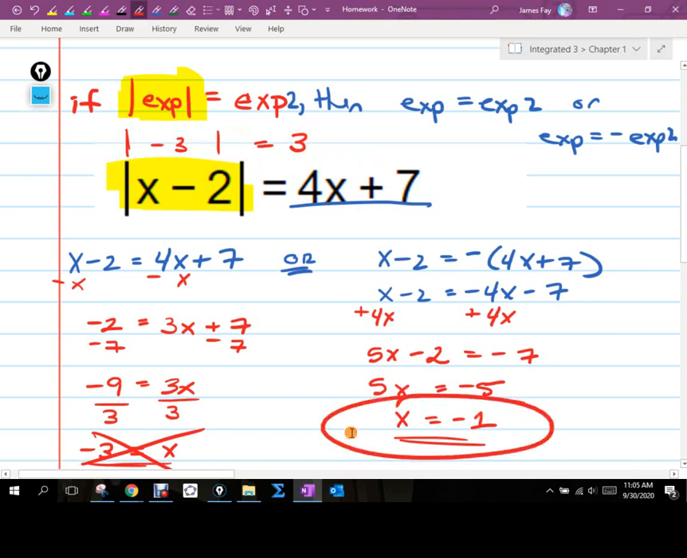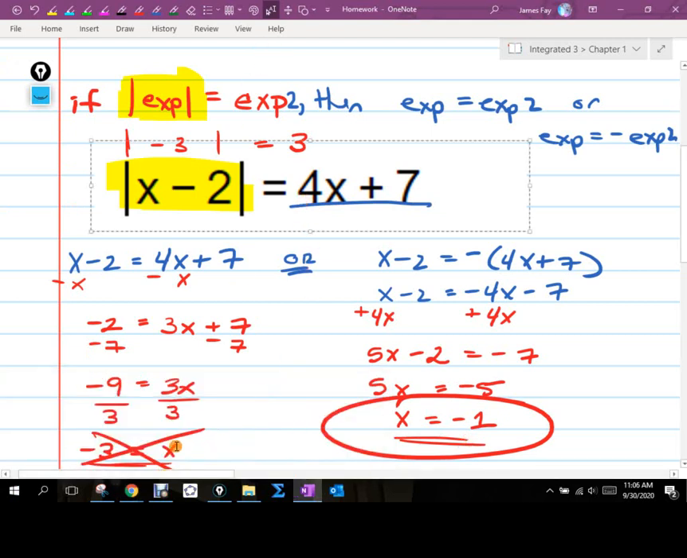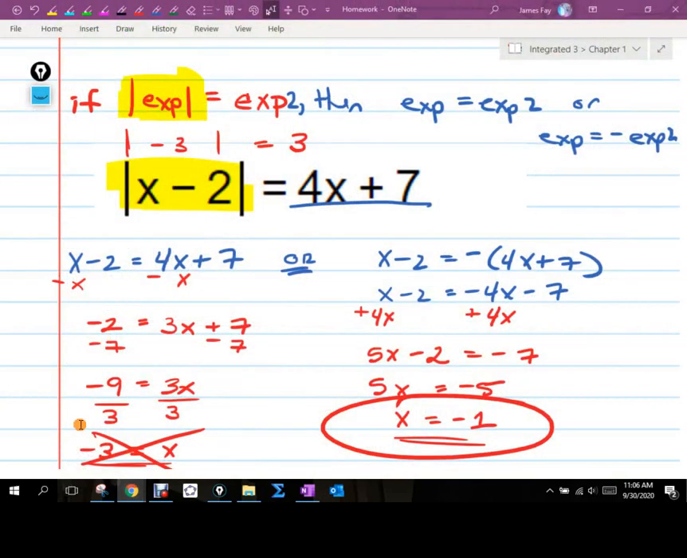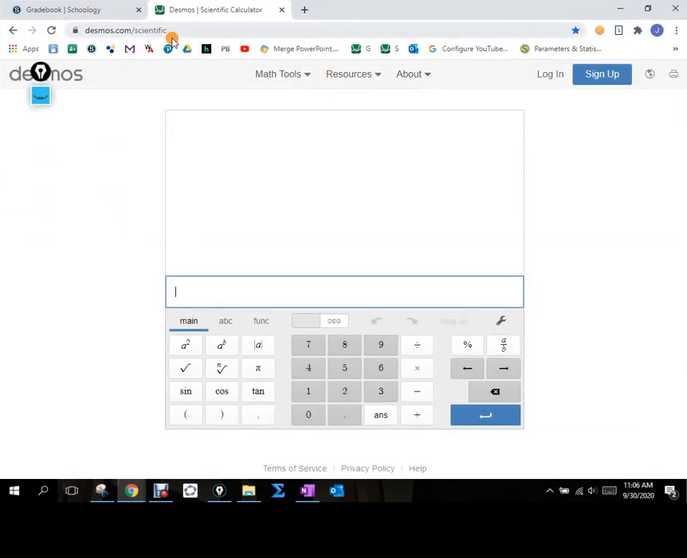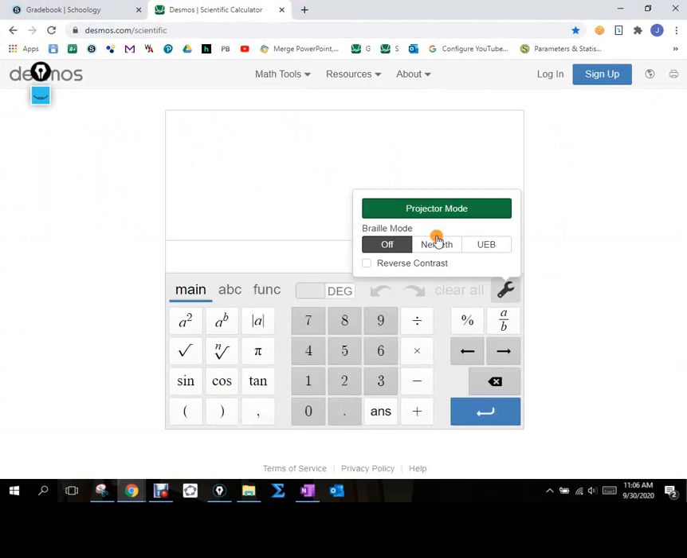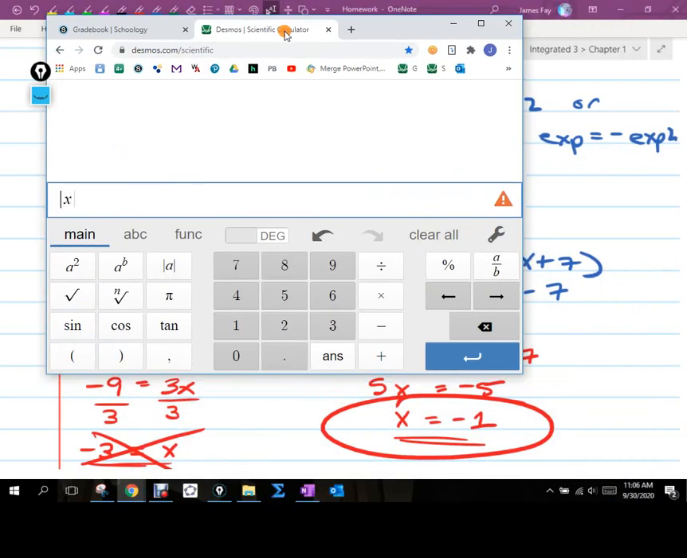So this is a case where it doesn't happen all the time, but there are some times where you get solutions that do not work. And that's why I think, guys, it's a pain in the butt and it's time consuming to do all this work by hand and then go back and check by hand. So my hope is that we are maybe developing some proficiency in actually using Desmos to help out with that. So remember, with Desmos, what we can do, we can type in the absolute value of what we started with, which was x minus 2.